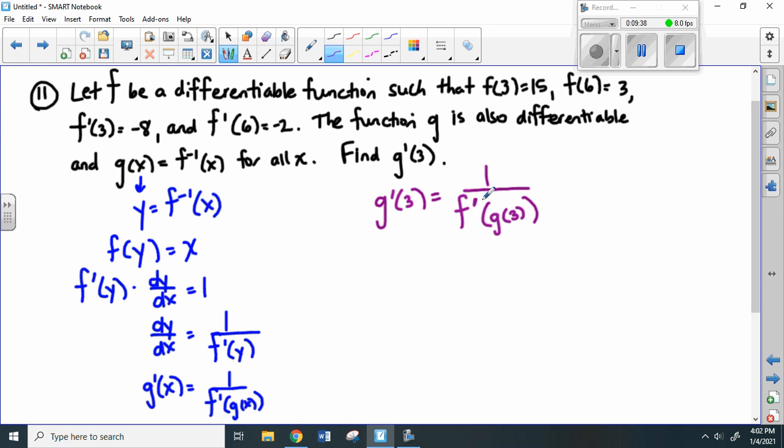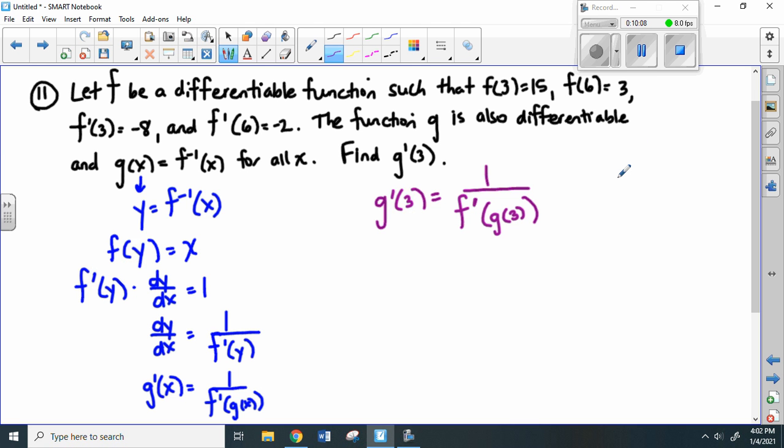All right, well, that's kind of interesting, because nothing I gave you in the problem says g of 3. I gave you a bunch of information, but none of them say g of 3. But what do we know about g of x and f of x? We know that they are inverses of each other.